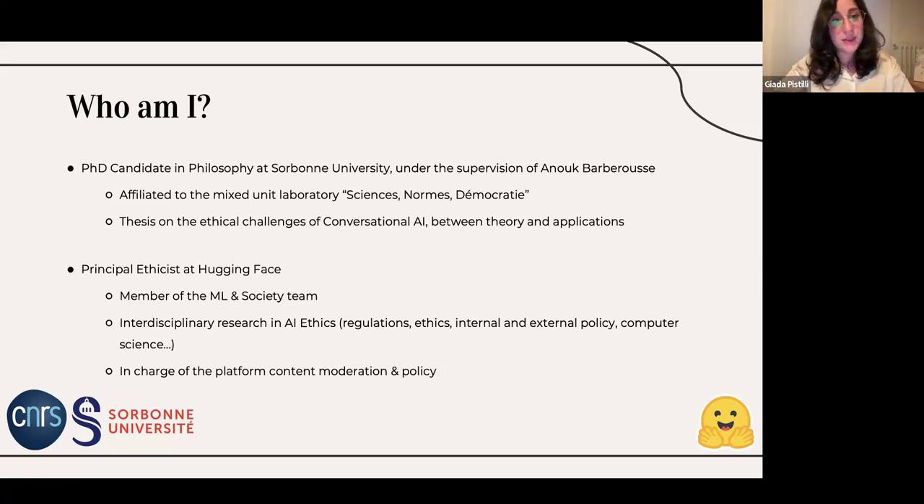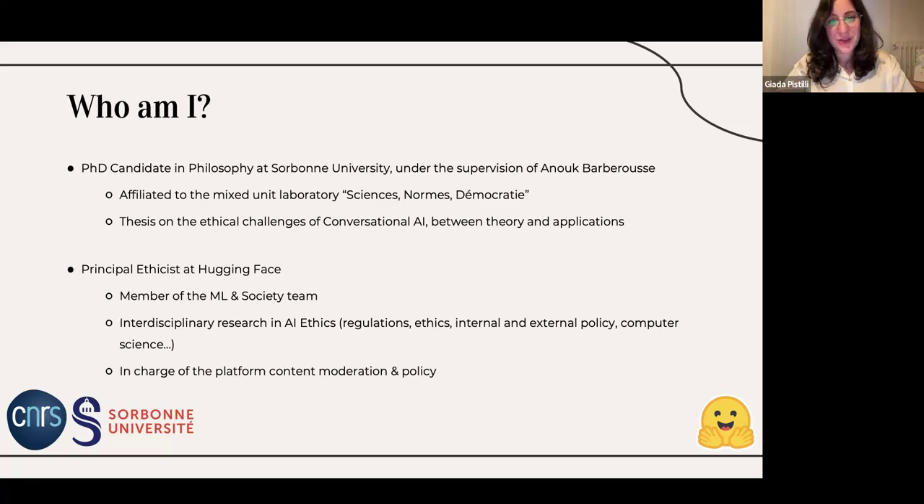We also host datasets, so that's our second vertical, I would say. And then really complete AI applications that we call spaces. So if you want to set up your own AI application, you can do so from scratch directly on what is called the hub. So it's the Hugging Face hub.